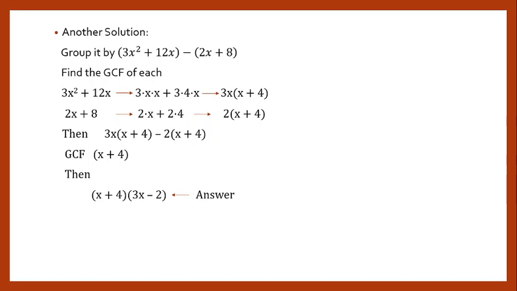And then, the second group, 2x plus 8. So, ang pareho lang sila ay may 2. So, 2 times x plus 2 times 4. So, 2 ang ilalabas natin, maiiwan ay x plus 4. So, pag nire-write natin magkasama yung mga grupo, ang form niya ay 3x multiplied by the quantity of x plus 4, minus 2 and then the quantity.